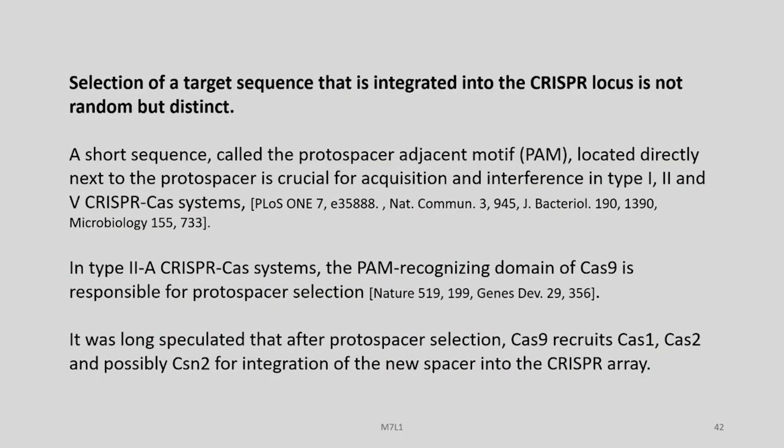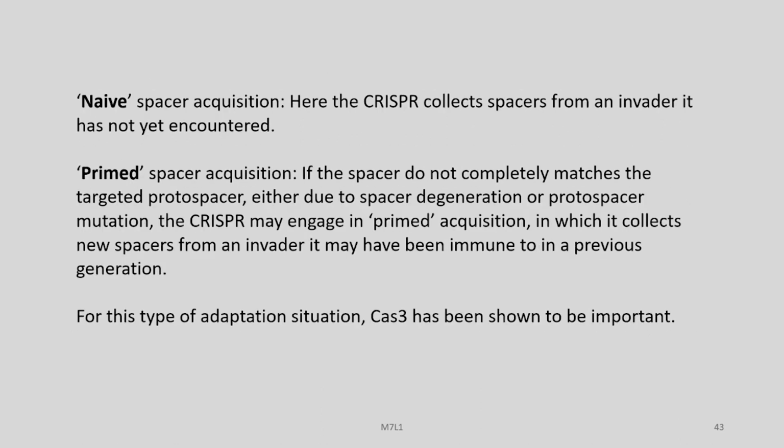The selection of a target sequence that is integrated into the CRISPR locus is not random, but distinct. We know that a short sequence called the protospacer adjacent motif, PAM, which is located directly next to the protospacer, is crucial for acquisition in type 1, 2 and 5 CRISPR-Cas systems. In type 2a CRISPR-Cas systems, the PAM recognition domain of Cas9 is responsible for this protospacer selection, and it was speculated for long that after protospacer selection, Cas9 recruits Cas1, Cas2 and possibly Csn2 for integration of the new spacer into the CRISPR array.